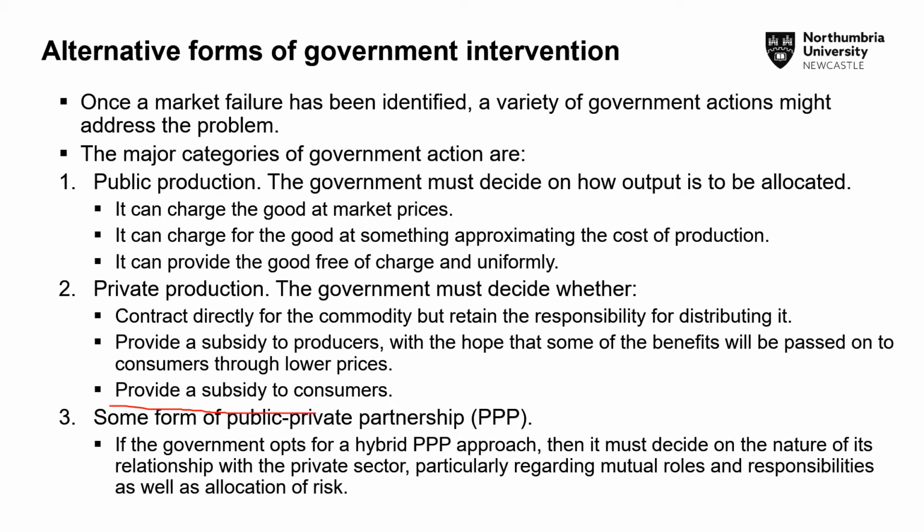Also, government can provide a subsidy to consumers directly. So, for example, it can give you an allowance for something that you can purchase every month. In other words, it no longer has to come directly out of your income. Instead, you receive a subsidy from government. What government can also do is follow some kind of hybrid approach where there is a public-private partnership. Then the government must decide on the nature of its relationship with the private sector, particularly regarding mutual roles and responsibilities, as well as the allocation of risk. Therefore, the risk is spread between the public sector and the private sector.